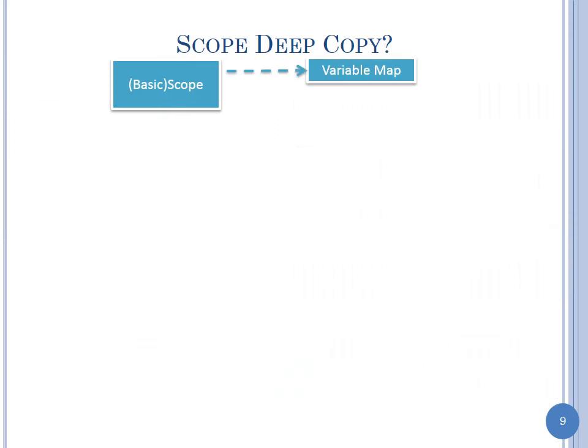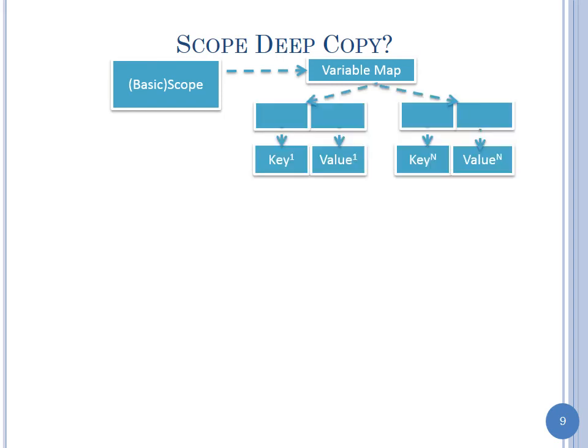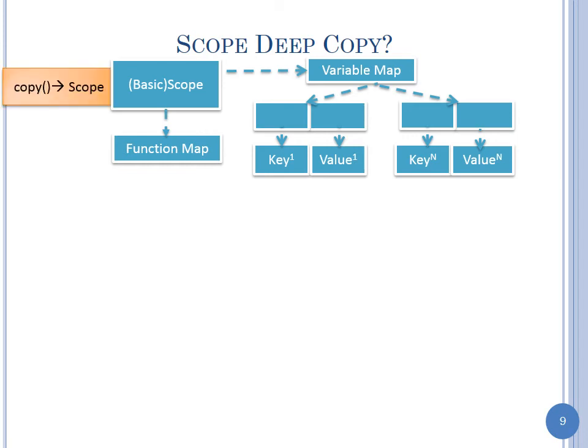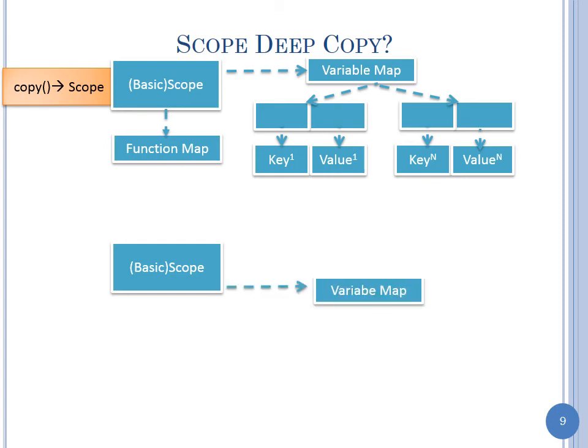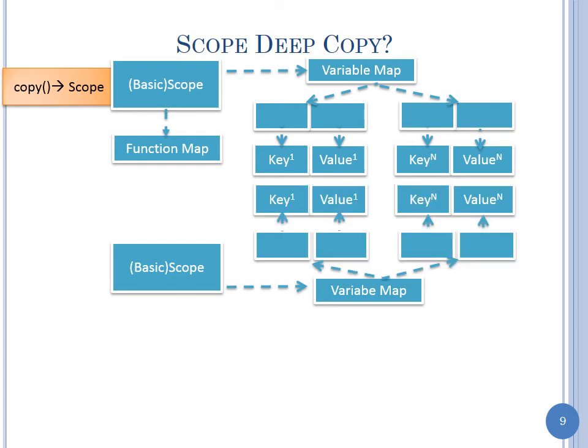So a scope has a pointer to a variable map, as we know, and the map has a bunch of slots, and these slots point to keys and values, and it's got not only a variable map but a function map. So we're doing a deep copy, we say copy returns a scope. So we create a new scope. We don't point to the original variable map, we point to our own variable map, and we have our own slots, and these slots have copies of the keys in the original. That's what a deep copy would be.